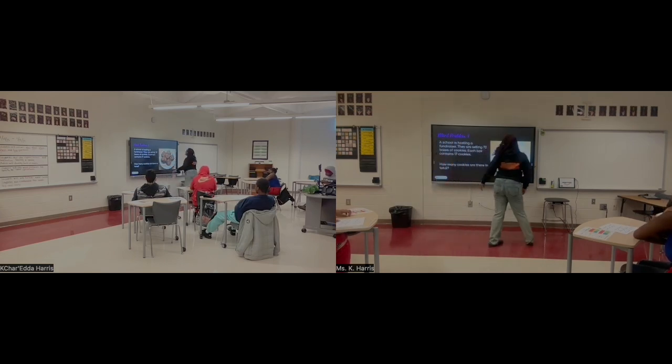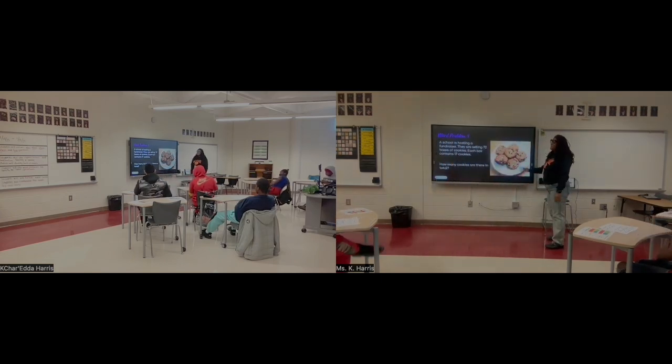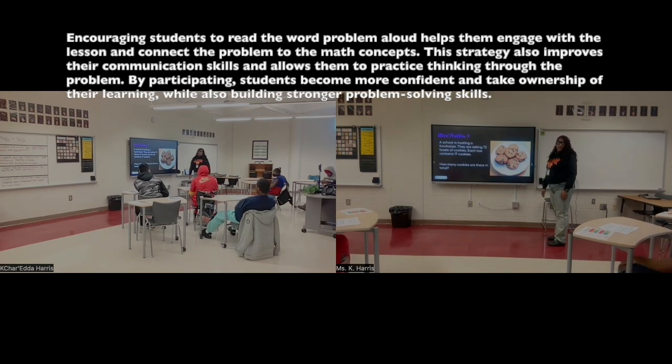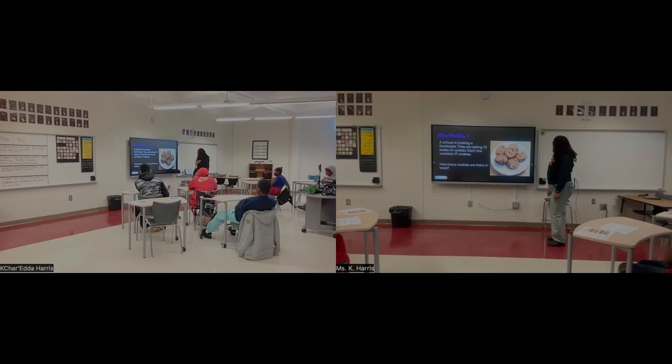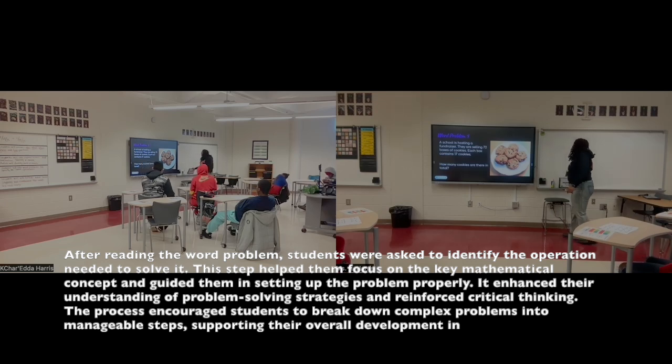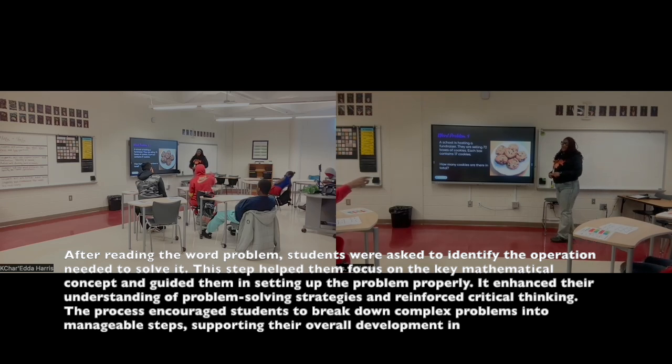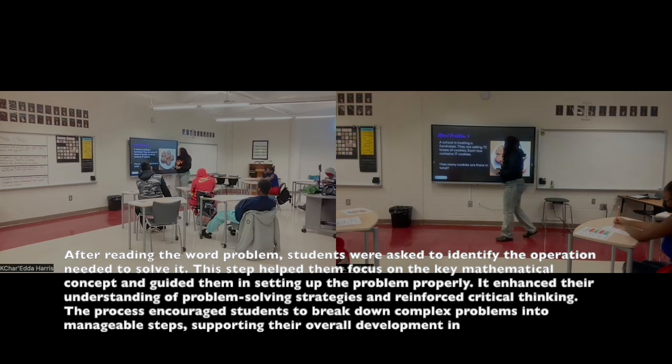Alright, let's get into our first problem. Word problem 1. Who wants to read this problem for me? A store is hosting a fundraiser. They are selling 72 boxes of cookies. Each box contains 17 cookies. How many cookies are there in total? Okay, what operation will you be doing? Are you going to be dividing, adding, subtracting, multiplying? Multiplying. Thank you, Brian. So this will be with multiplication.